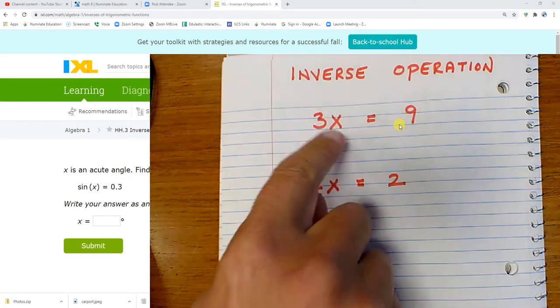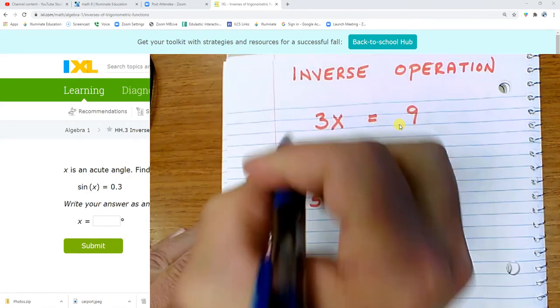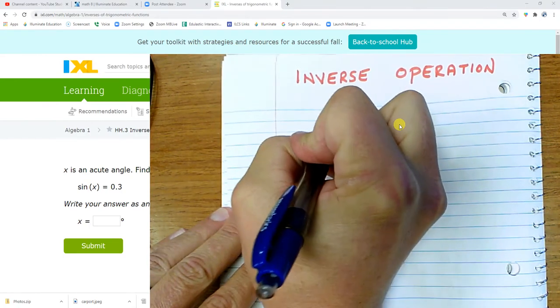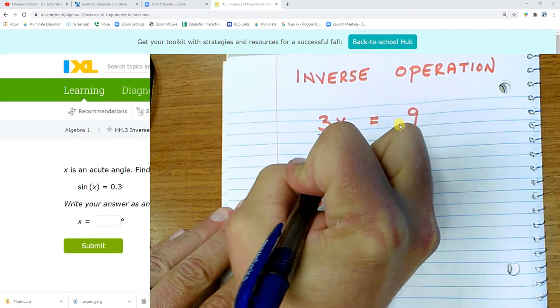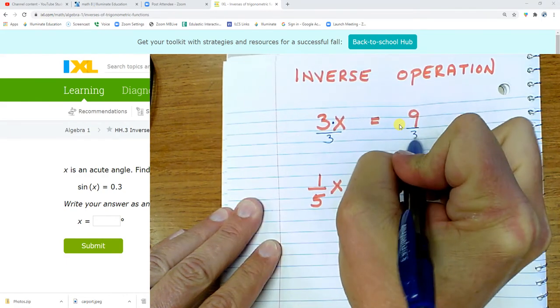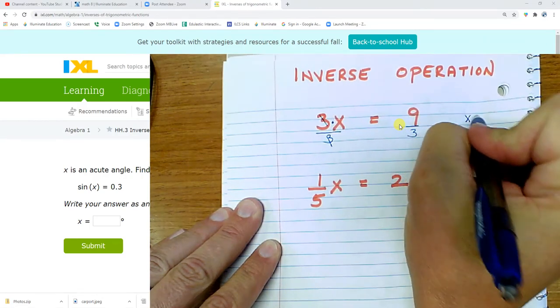So here's a simple one-step equation. 3 times x equals 9. What would I do? Well, I've got multiplication right here, so I'm going to use the inverse operation, which is division. I divide both sides by 3, and I get x equals 3.